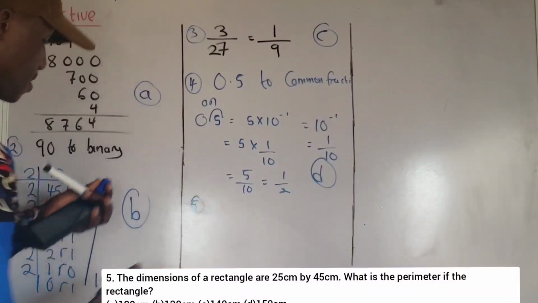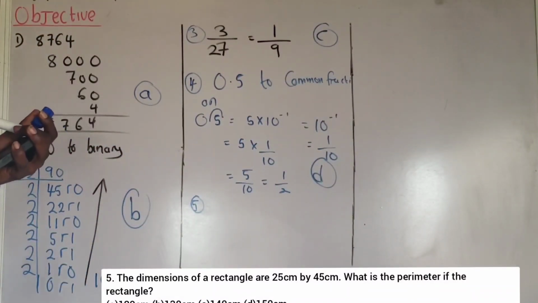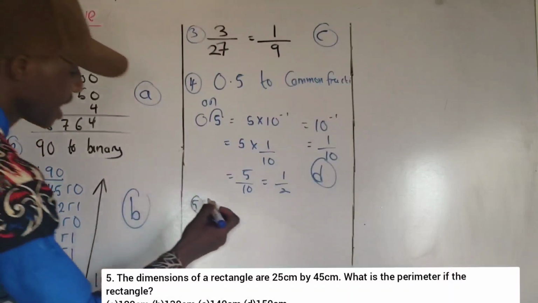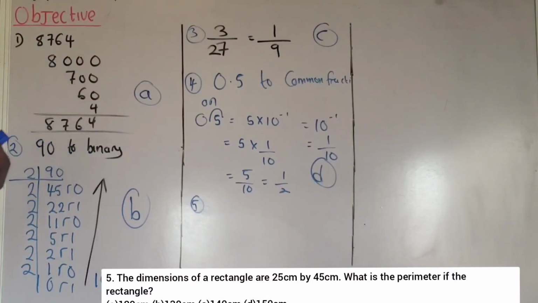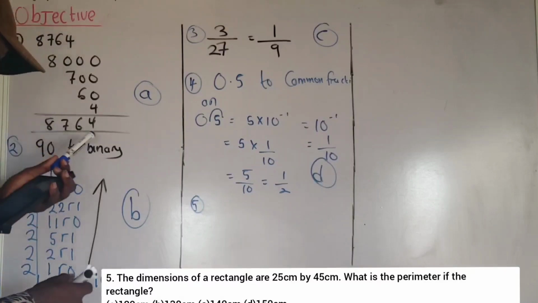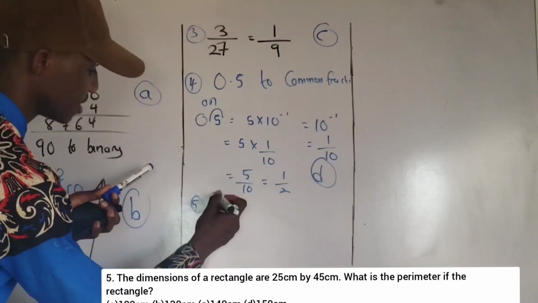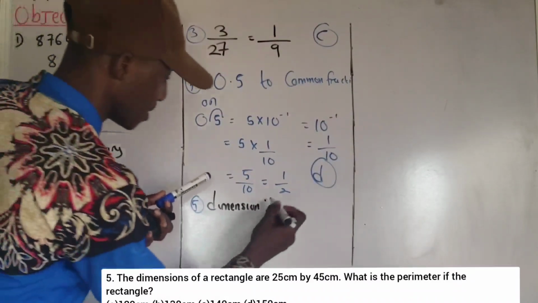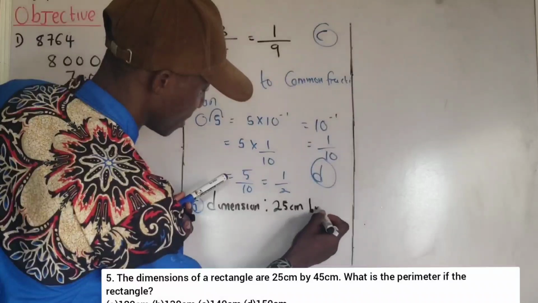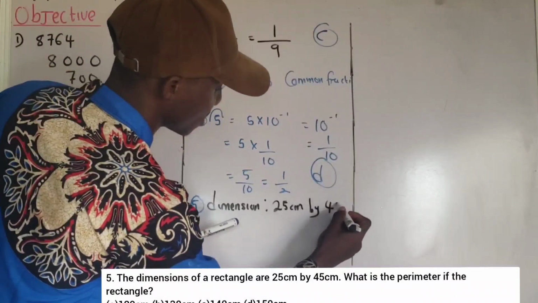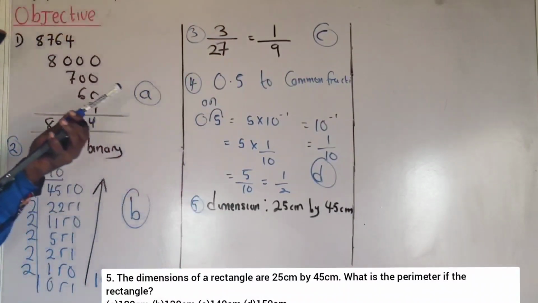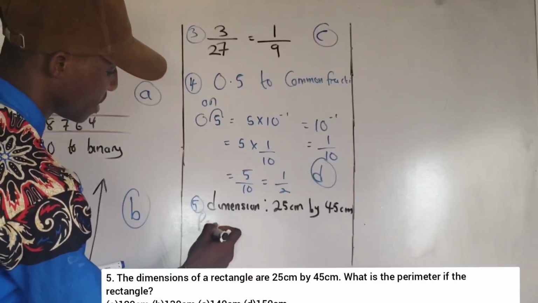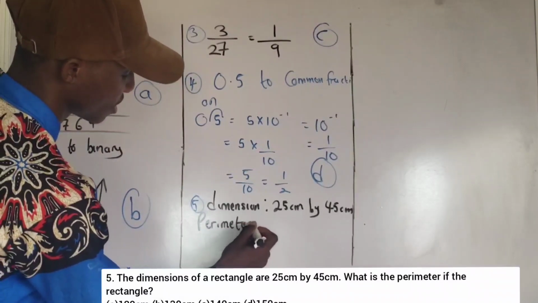Question number 5. The dimensions of a rectangle are 25 cm by 45 cm. What is the perimeter of the rectangle? Now, let's write out the information that we're given. We're given that the dimensions are 25 centimeters by 45 centimeters. We have to find the perimeter. Now, pay attention, please.